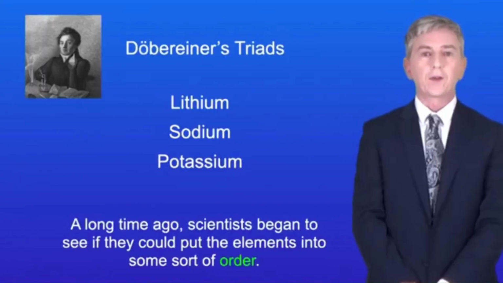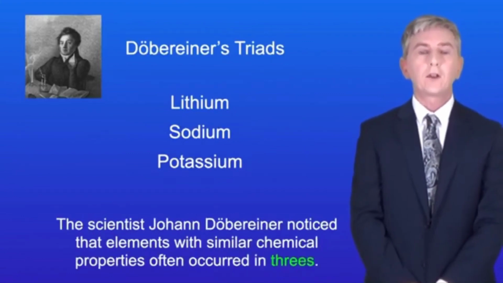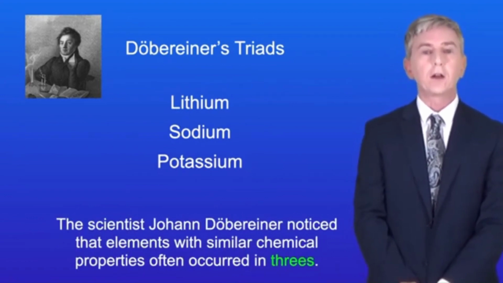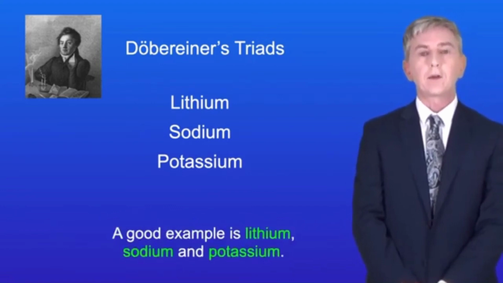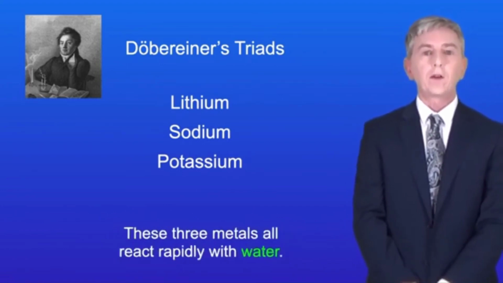Okay, a long time ago, scientists began to see if they could put the elements into some sort of order. The scientist Johann Dobereiner noticed that elements with similar chemical properties often occurred in threes, and he called these triads. A good example is lithium, sodium and potassium. These three metals all react rapidly with water.